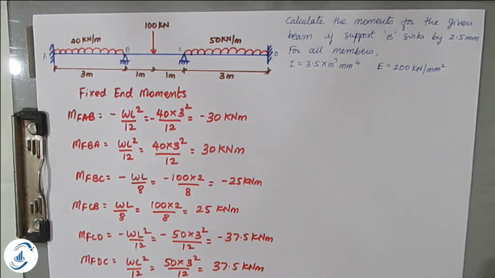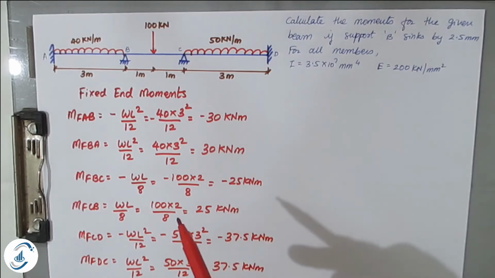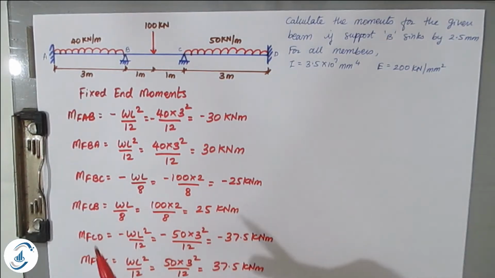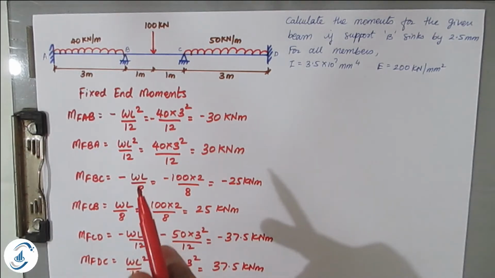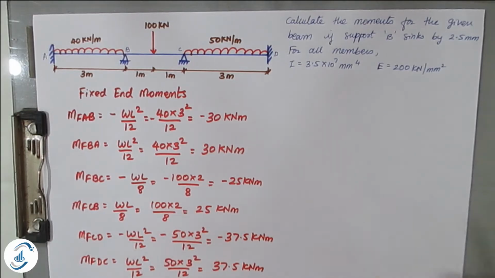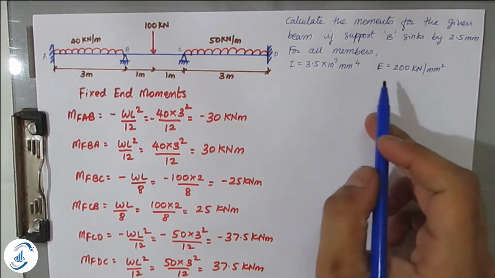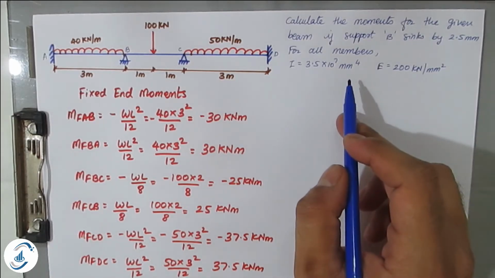So if you go wrong here, all the values in the subsequent steps will be wrong. So carefully understand the loading pattern, and with respect to the loading pattern, you have to write the formulas for fixed end moments. So this is your first step. Now second step is to get the value of EI. So in this case, E and I values are given, but if you see carefully, the units are different.